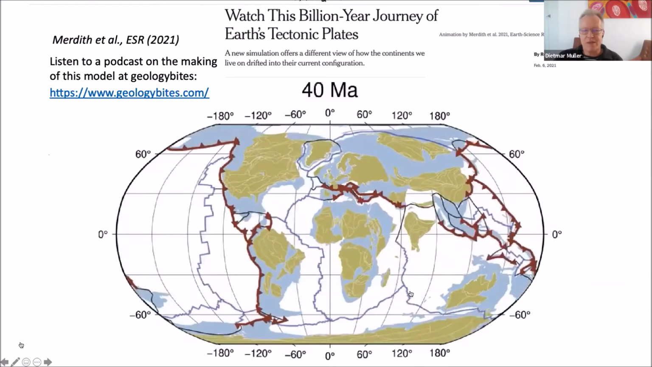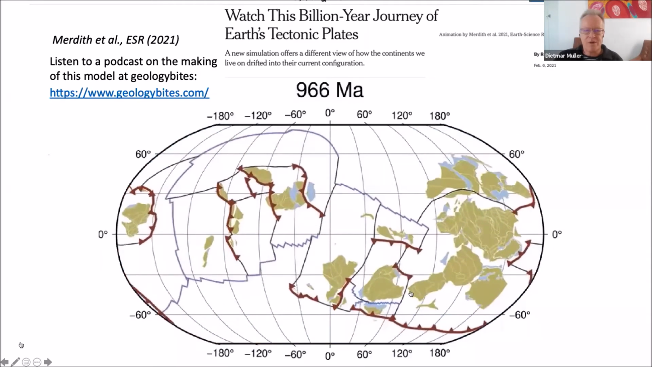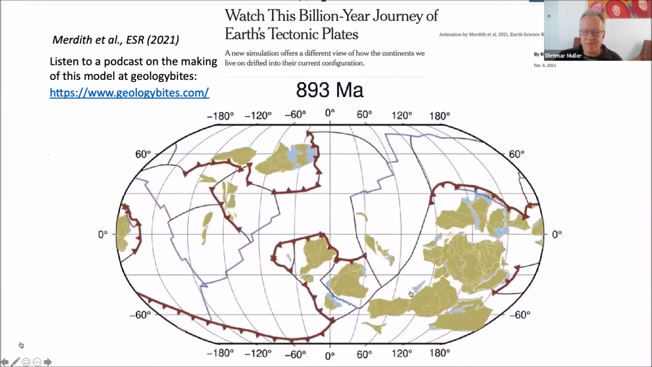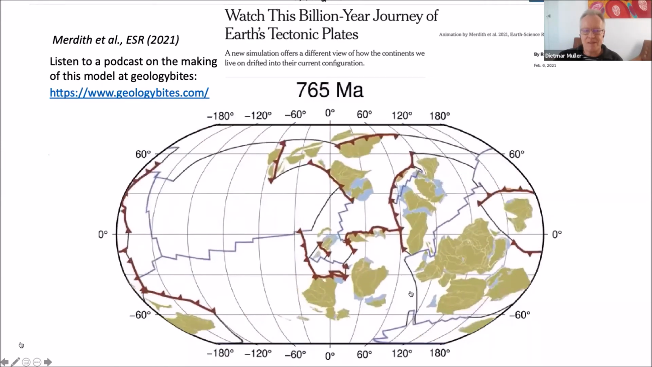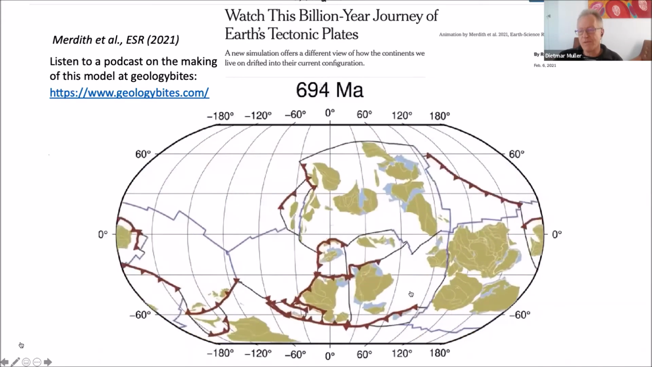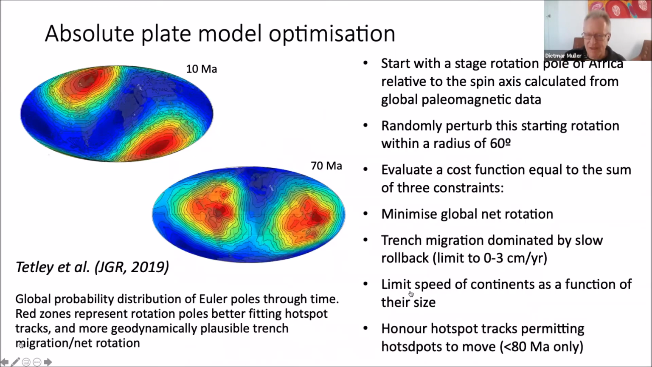Now, this model is in the paleomagnetic reference frame, which is a useful starting point, and places the continents in appropriate latitudinal belts through time, but it's not useful to understand how plates and plate boundaries have moved relative to the mantle, for all the reasons that I outlined before. So this brings us to the solution, which we call absolute plate model optimization. This concept, based on tectonic and geodynamic criteria, was developed and introduced by Mike Tetley as part of his PhD at Sydney Uni, and it was published in JGR in 2019. And on the right-hand side, we outline the recipe for how this works.